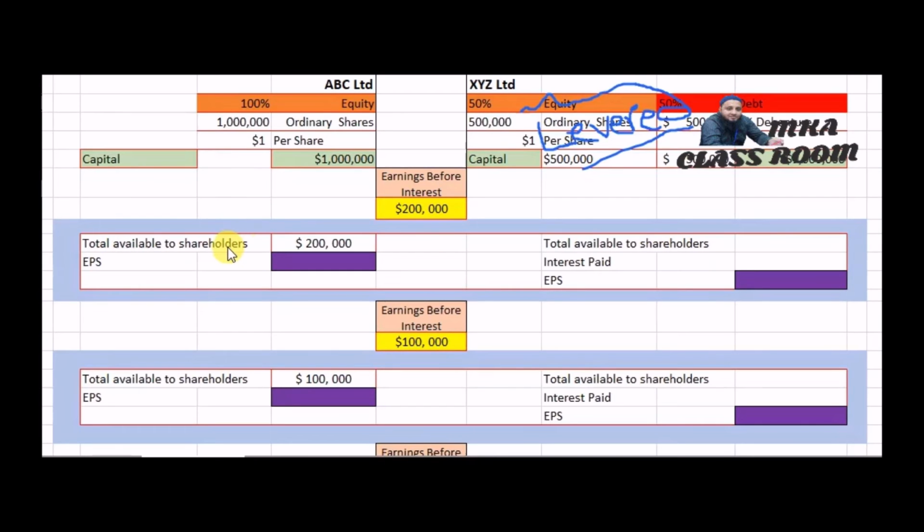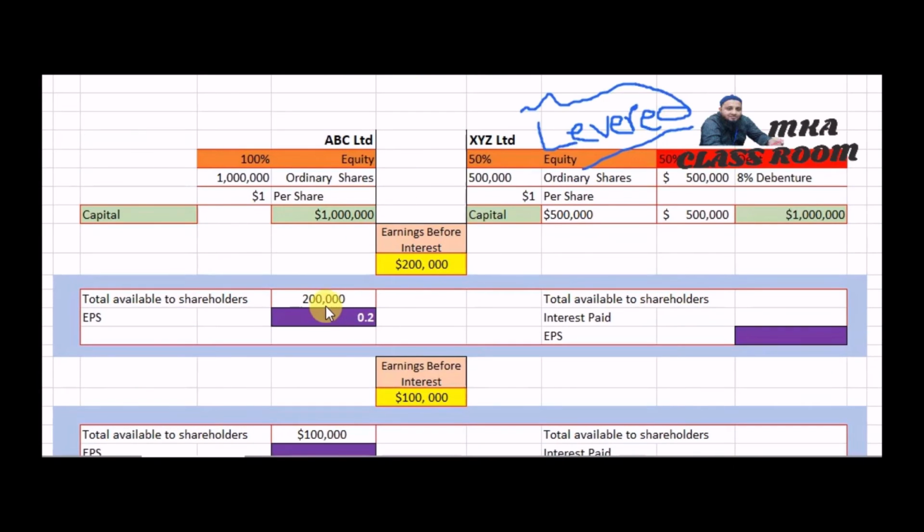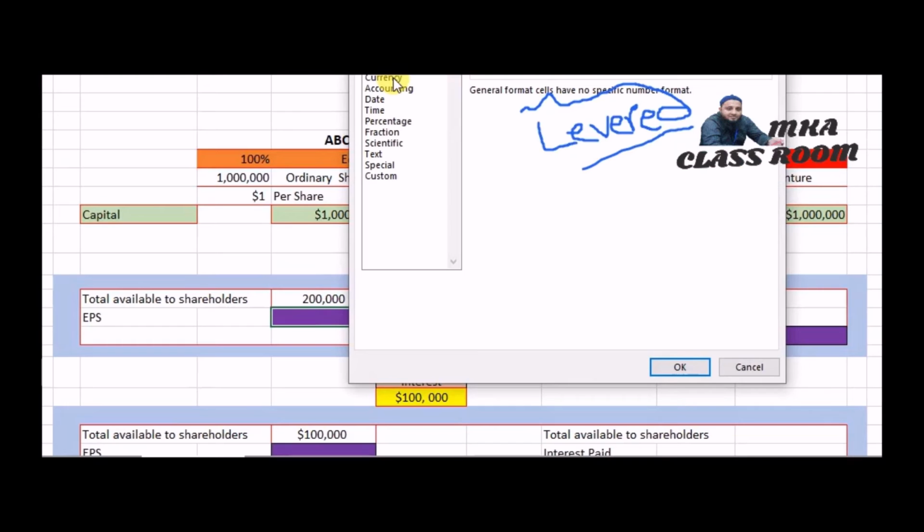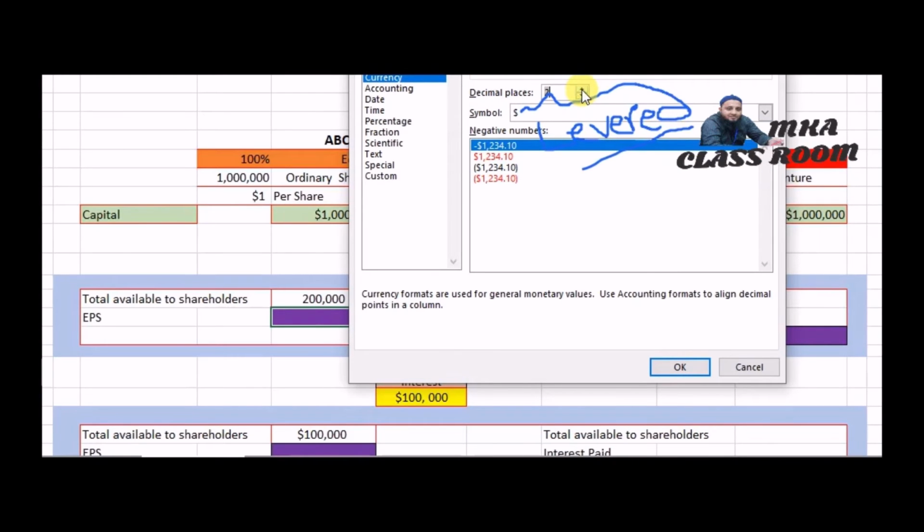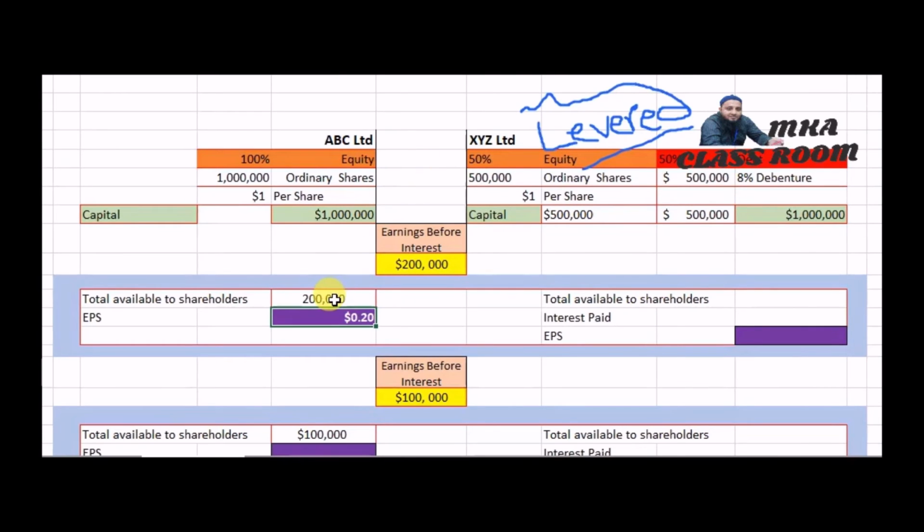For ABC Limited, total earnings available for shareholders is 2 lakh, because our earnings before interest is 2 lakh. So what would its EPS be? If we calculate, earnings available to the shareholders divided by the number of ordinary shares, our result is 0.2, that means 20 cents. EPS is 20 cents.